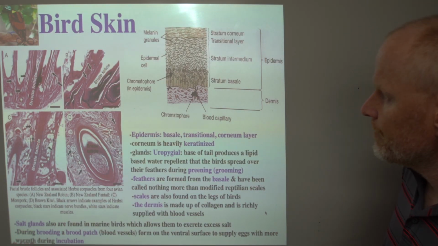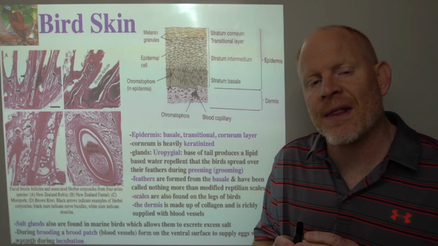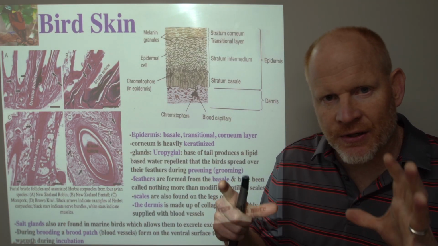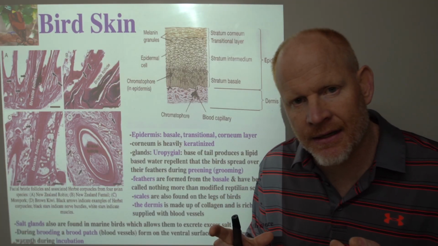Okay, bird skin. Bird skin is probably the one that's hardest to visualize when you look at it under a histological section. You probably saw that if we looked at them in class. I think we did.